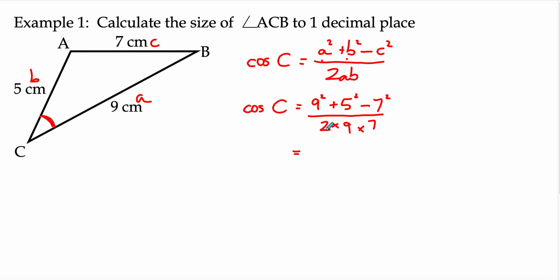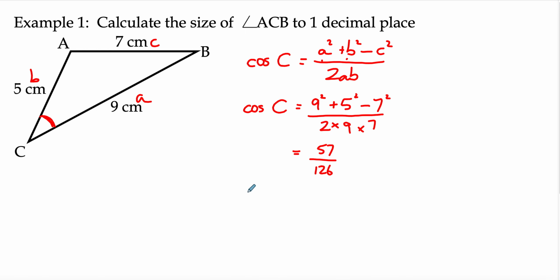There's too many ways in which a calculator can get the order of operations wrong. So I'm just going to go 9 squared plus 5 squared minus 7 squared. I'll press equals and write down that number, 57, over 2 times 9 times 7. 2 times 9 times 7 is 126.